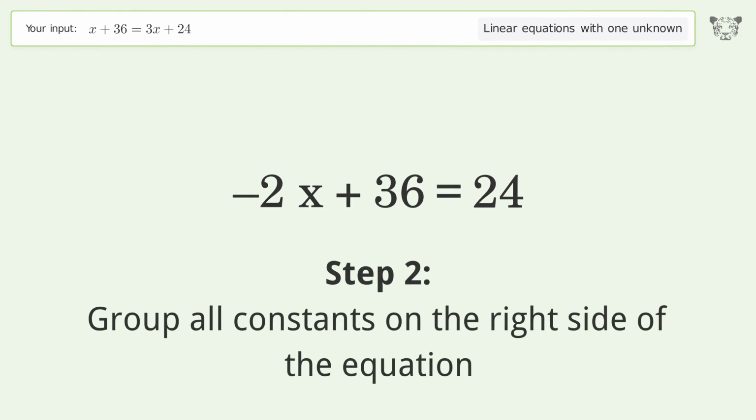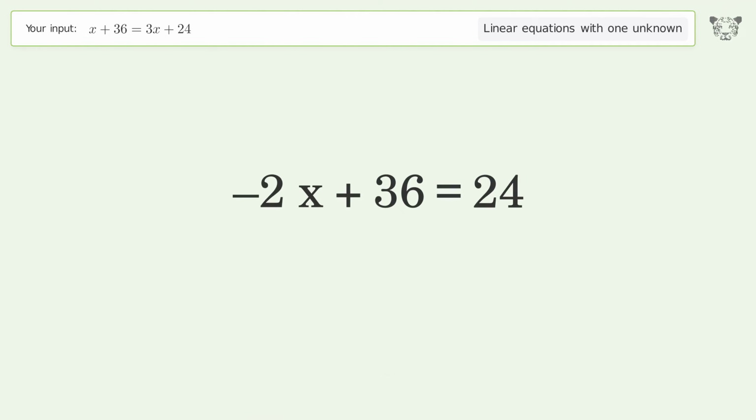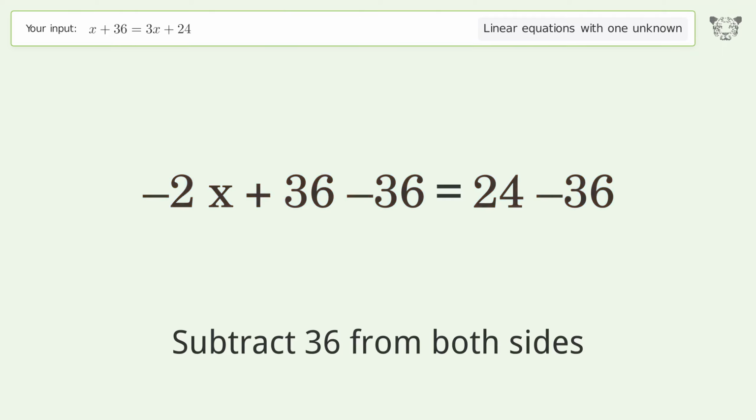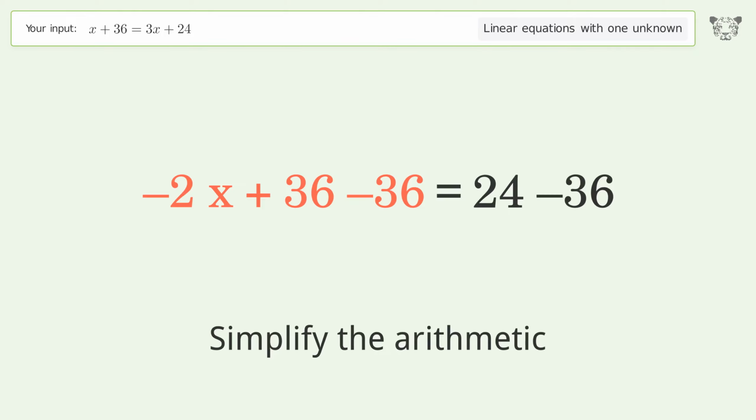Group all constants on the right side of the equation. Subtract 36 from both sides. Simplify the arithmetic.